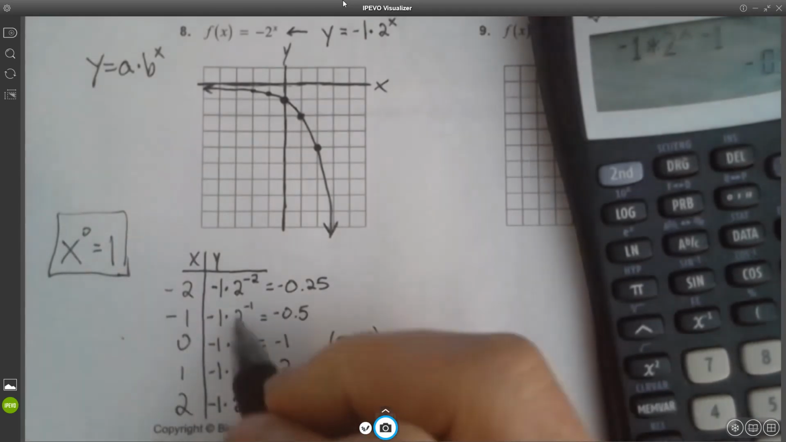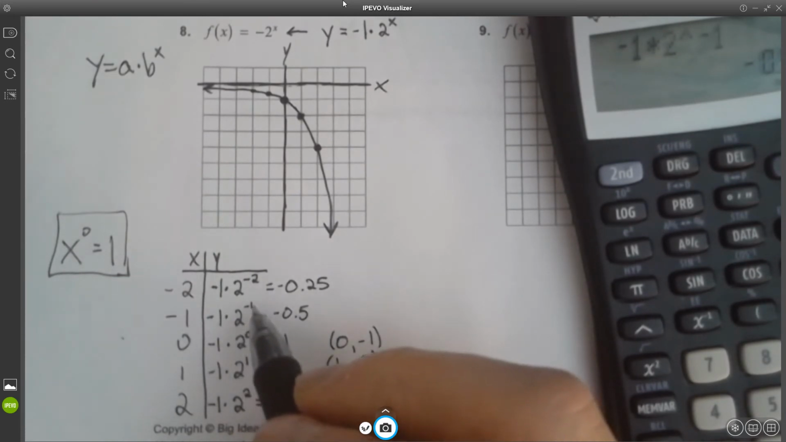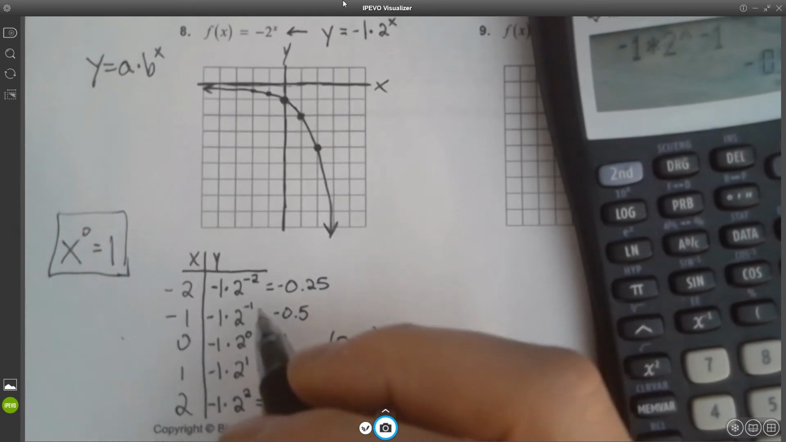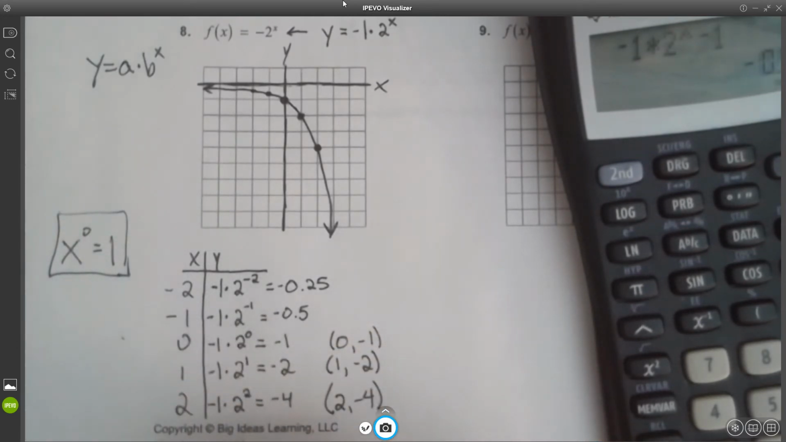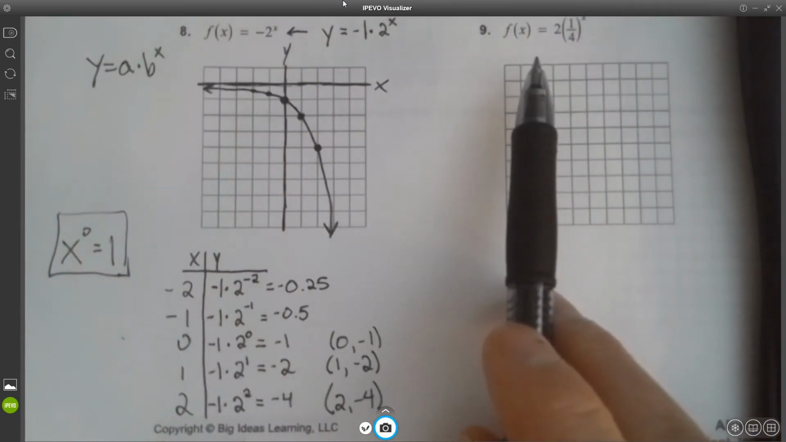So these negative exponents, they are actually indicating that we're not multiplying by 2. The negative exponent means that you're dividing by the base. So that'd be a good note to add here as well. And then give number 9 a try as well.